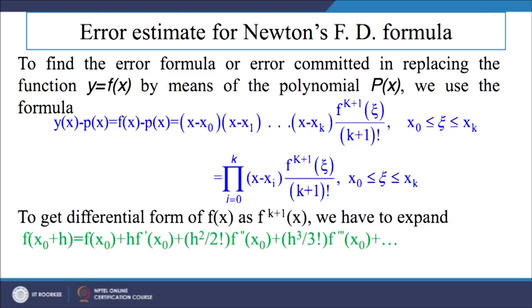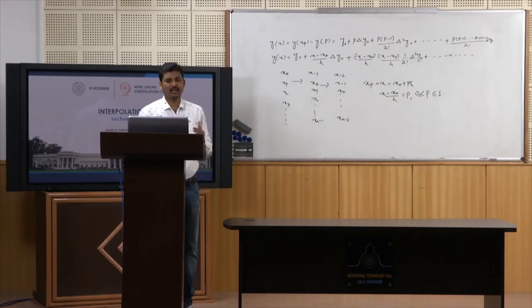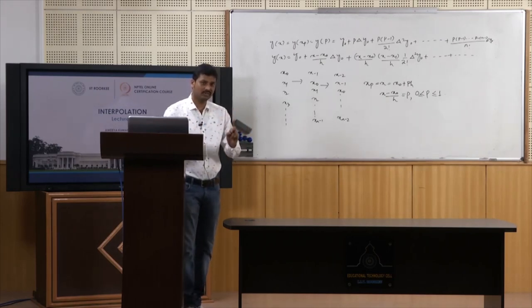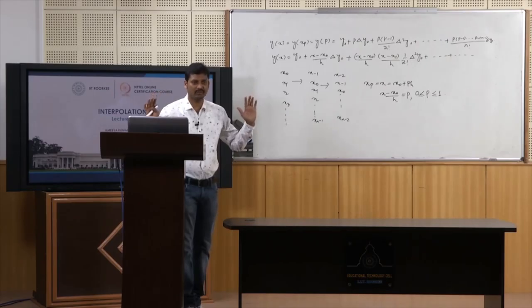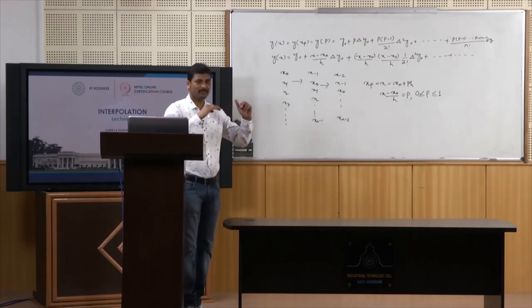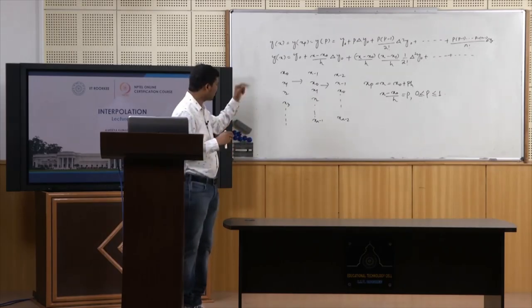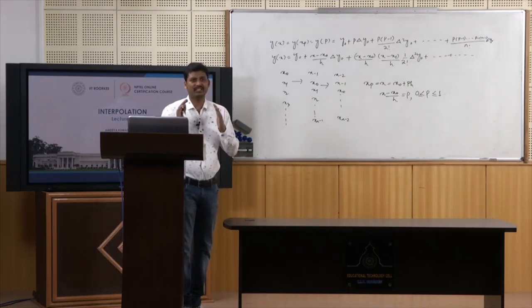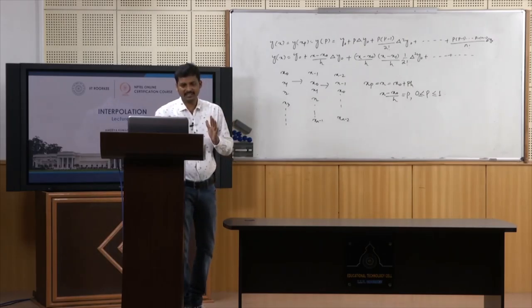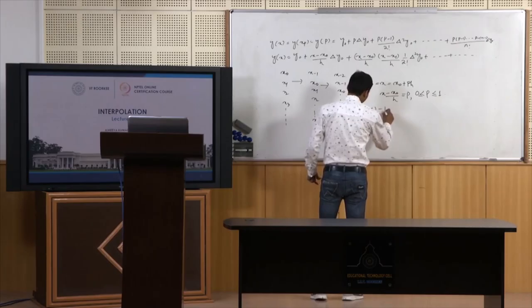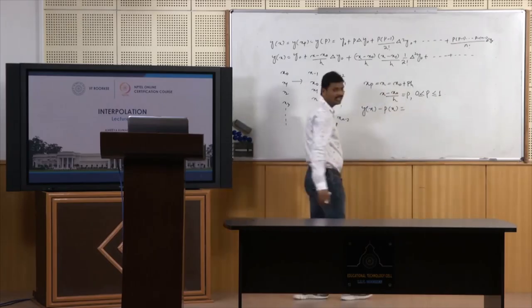To find the error formula in a combined form or in a compact form by replacing y equals f of x by means of a polynomial p of x. Especially here, if the tabular values are known to us and the complete function is not known to us, then we are evaluating this function by considering all of these tabular points. So if you are approximating this function with this polynomial, then the error will exist there itself. And if this error exists, then if you take this difference, y of x minus p of x, this represents the error term at that position.